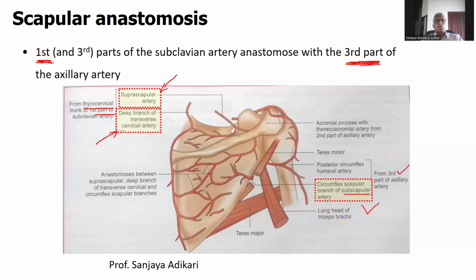Okay, so this is the usual scapular anastomosis when there is gradual obstruction to the proximal part of the axillary artery or the distal part of the subclavian artery. You can get this as an alternative way of blood supply to the upper limb. That's why it's important. You have learned this. Then the other important thing is, in some people, this deep branch of the transverse cervical artery is not there. Okay. So this is how it happens.